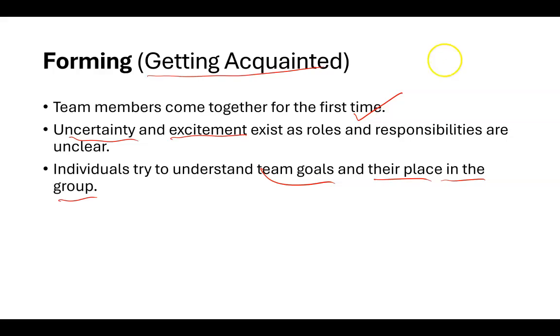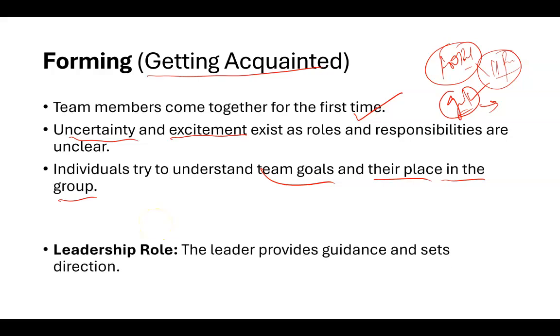Let's say we want to win a football world cup. For that, you have 11 players who came from different parts, right? But once they are part of the team, they will try to understand what the goal is. They know the goal, right? But then they want to know what is my place, where will I be playing, who is the coach, who is the person going to guide us. That is very important when we are at the forming stage.